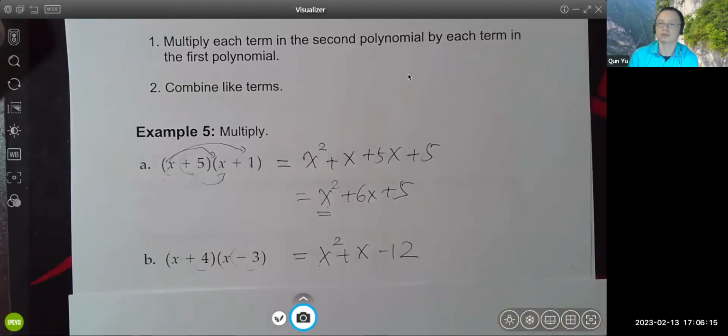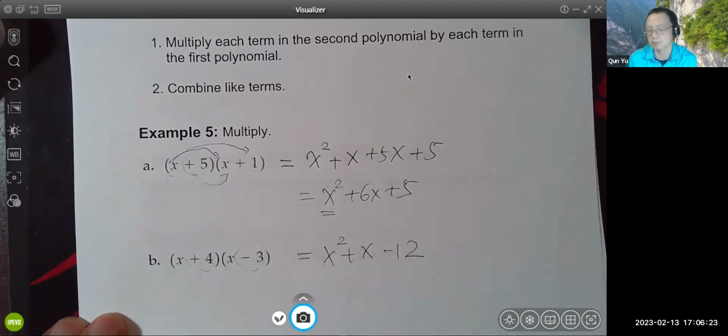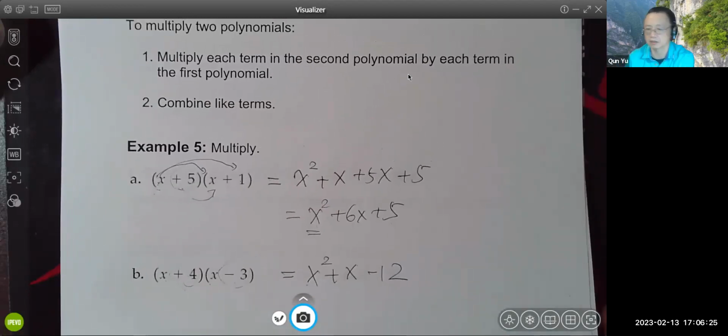So you don't need to do distribution. But if you want, sure, why not, right? If you feel more comfortable doing distribution, ultimately you have the same answer. There's no difference.